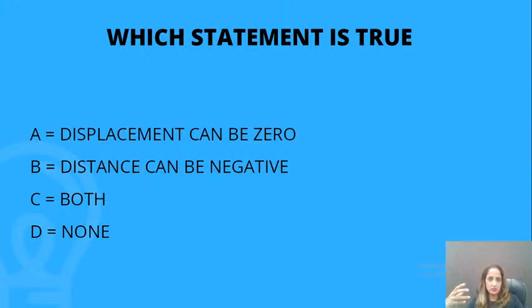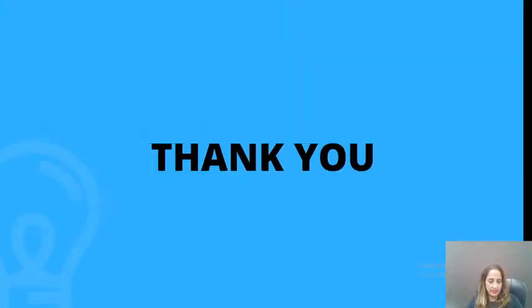Both are not true. Displacement can be 0. Let's say some object started from point A, reached point B and came back to point A. That means displacement is 0. Yes, Vedant, absolutely right. You're correct. And with that, I end this session today.